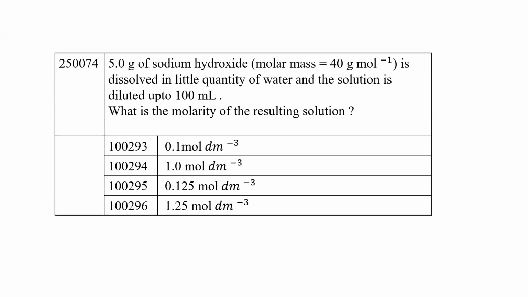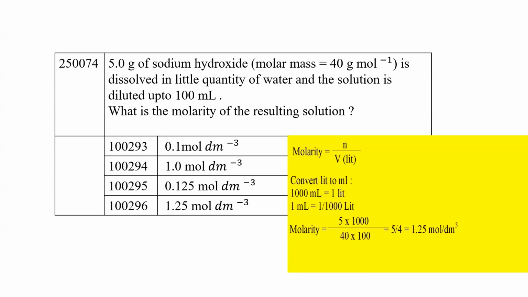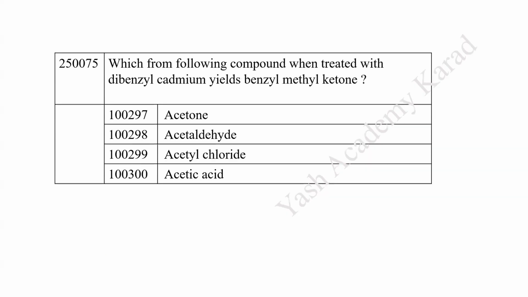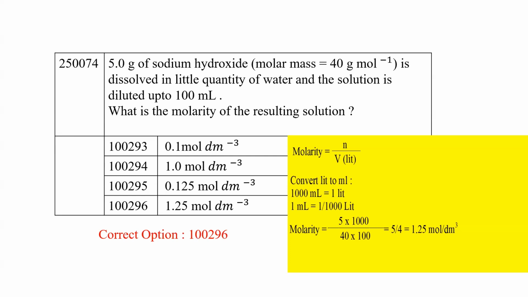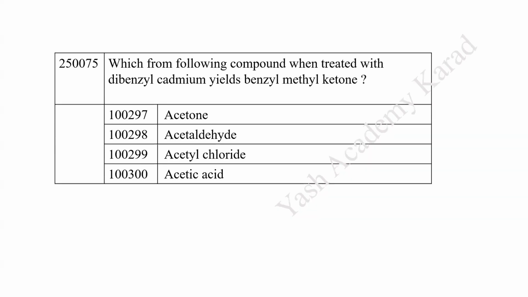5 gram of sodium hydroxide, molar mass 40 gram per mole, is dissolved in little quantity of water and the solution is diluted up to 100 ml. What is the molarity of the resulting solution? So correct answer option is 1.25 mole per dm cube.